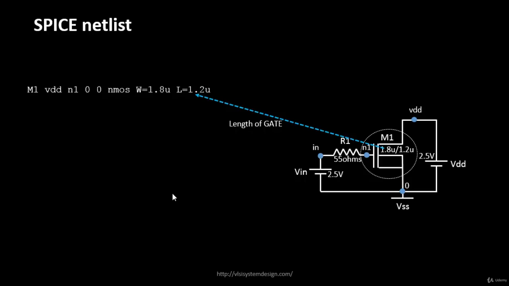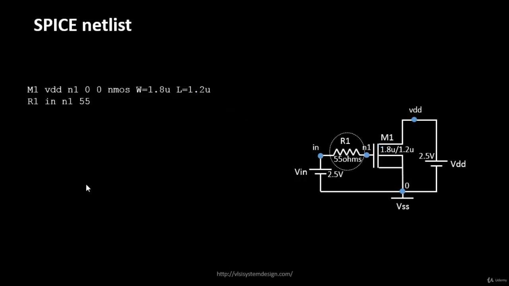Okay, next is to write down the other components. So totally we have four components: the MOSFET M1, a resistance, and two power supplies. We are done with the first component. Let's move to the second component. It's very simple: the resistor. Anything which starts with R is called a resistor, and the X after it can be any naming, any number. It could be 24, 34, anything. We have given it 1 because it is the first resistor that we are defining. Now comes the node. R1 is defined between in, which is the first node, and N1. The value of R1 is 55 ohms. That was pretty straightforward.